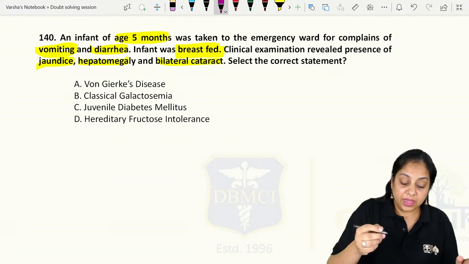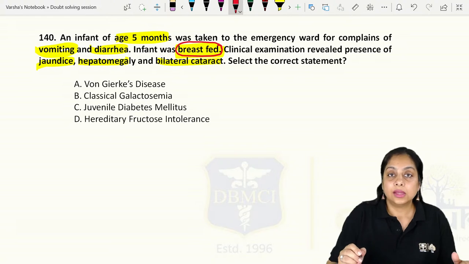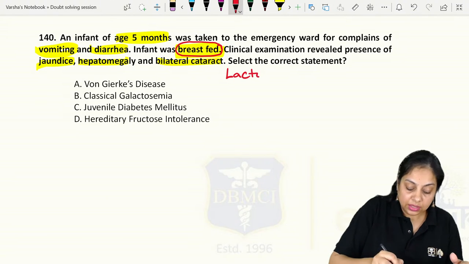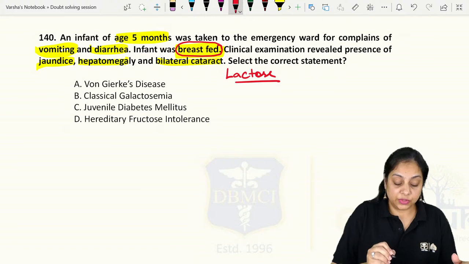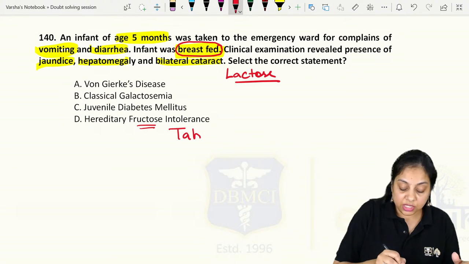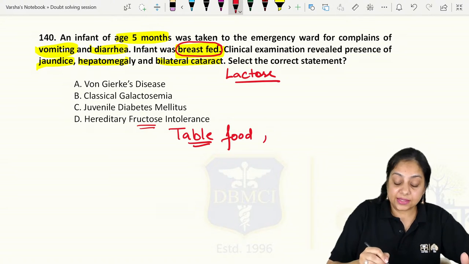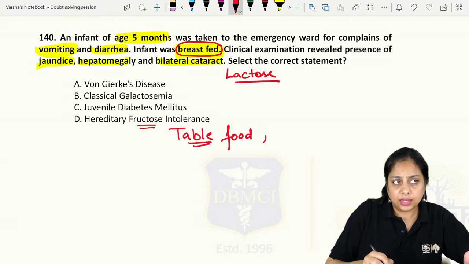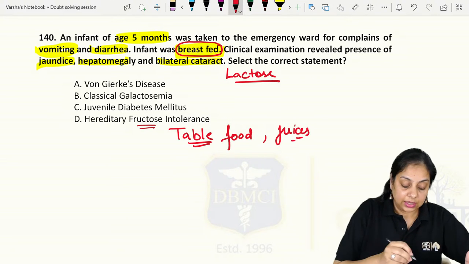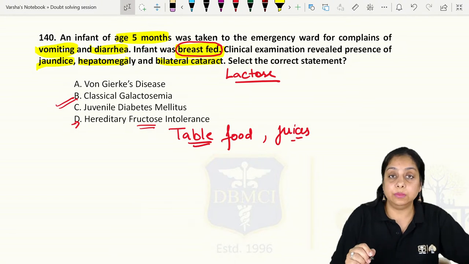The answer to this is what? The baby is breastfed, so he is consuming lactose. He has nothing to do with fructose intolerance, because for fructose, you will see the question mention table food, or maybe the baby has had some kind of syrup or juices, then you will go to that. The answer to this is classical galactosemia.